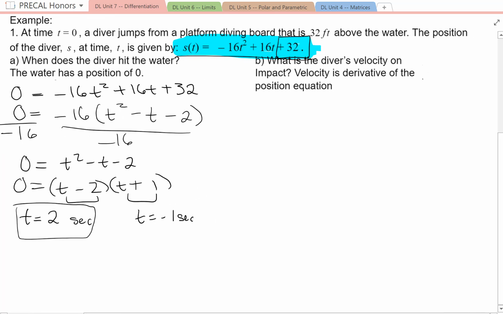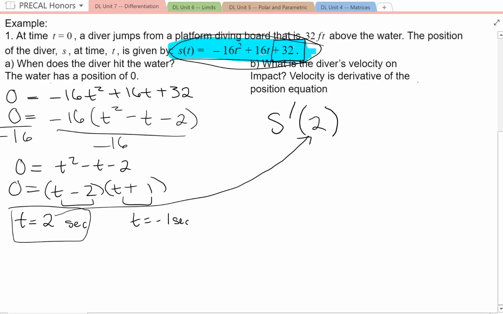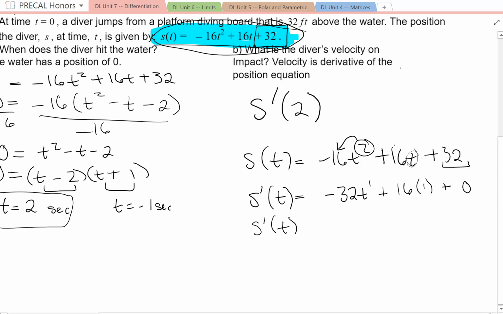Perfect. What is the diver's velocity at the time of impact? The time of impact is t equals 2. Velocity is the derivative of the position function. So you need to find the derivative of the position function and then plug in the value t equals 2. This is a polynomial, so I can use the power rule. So to find the derivative of s with respect to t, pop down, power down. 2 times -16 is -32 times t, and then you will subtract 1 from the exponent, so t to the 1, plus. Remember, the derivative of t is 1, so 16 times 1, plus the derivative of a constant is always 0. S prime of t is equal to -32t plus 16.